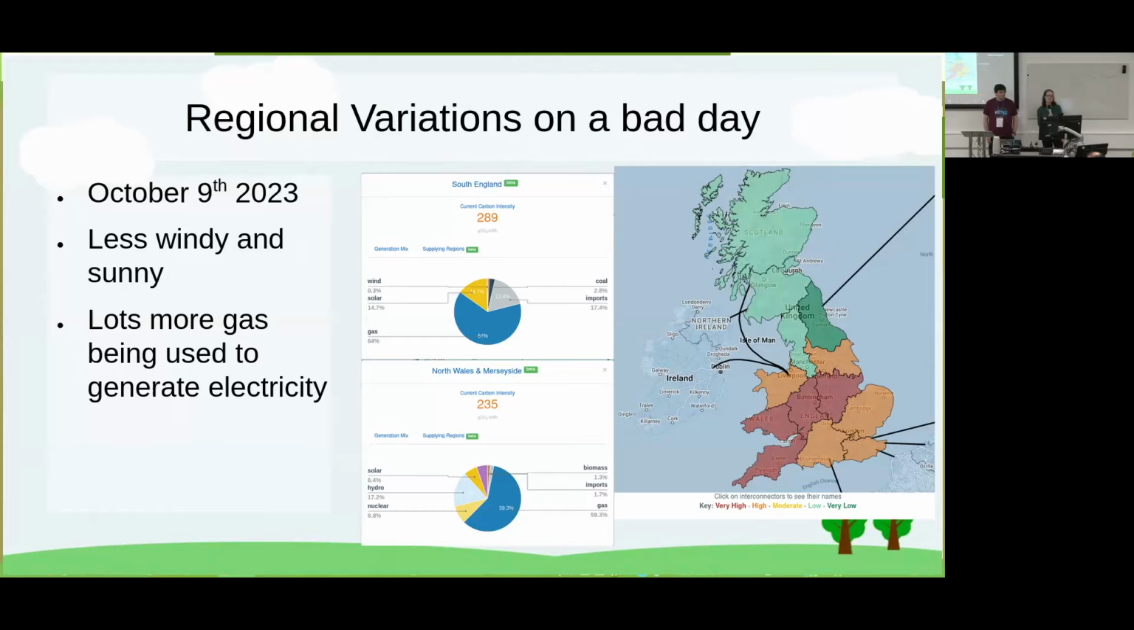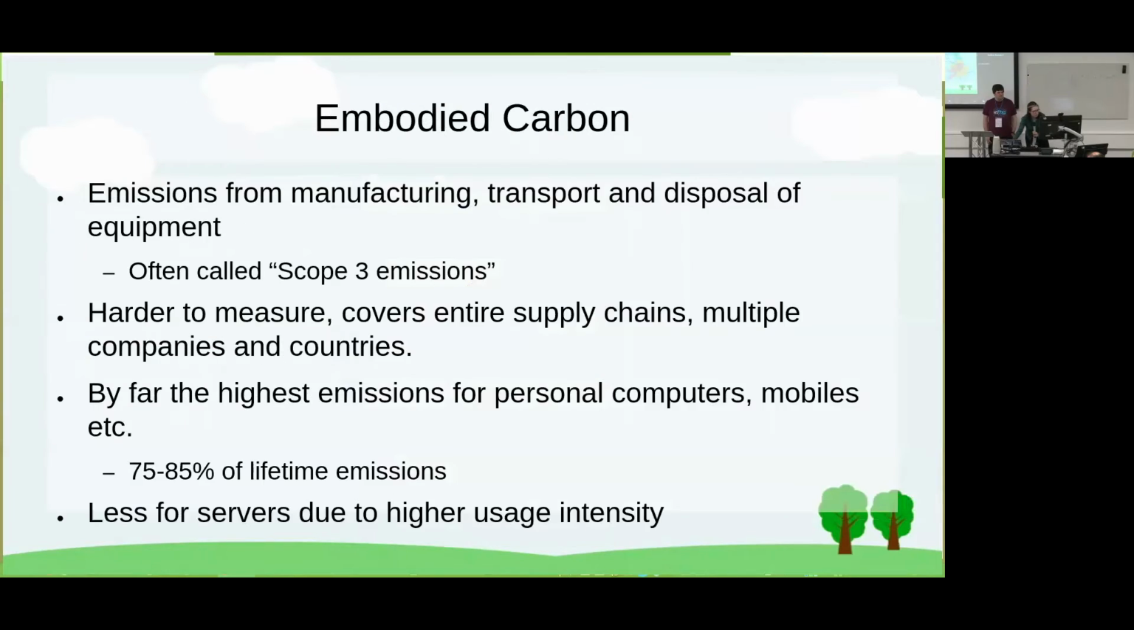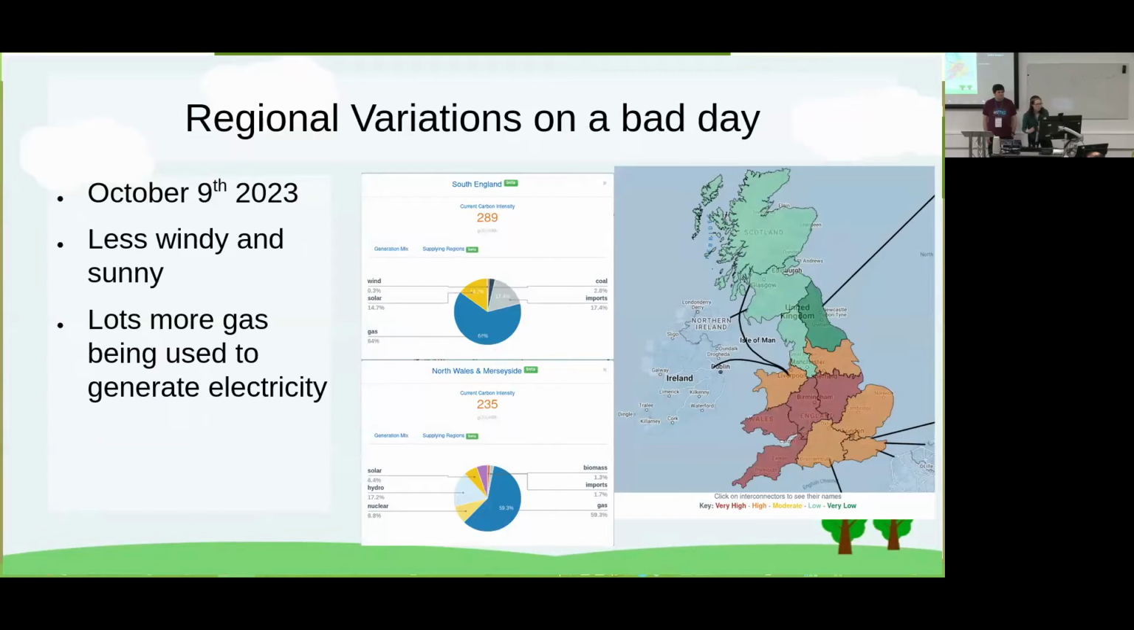On a bad day, in this case, it's less windy and less sunny, I guess. I've already forgotten the date from the previous slide, the 6th, going to the 9th. So this is just 3 days later. As you can see from the same key, very high is this red that you can see is occurring in certain areas in the south of England.